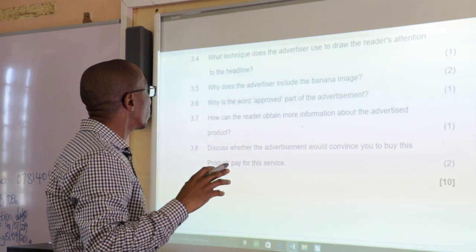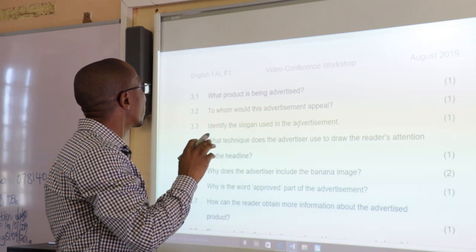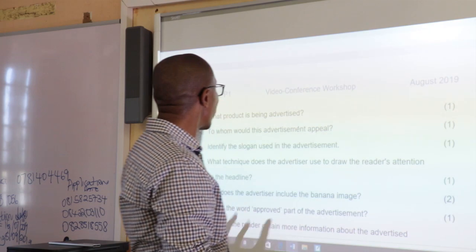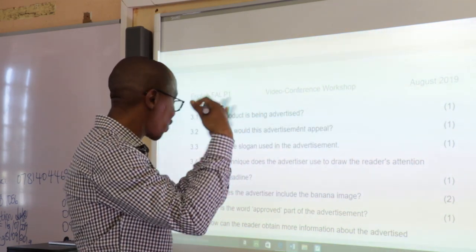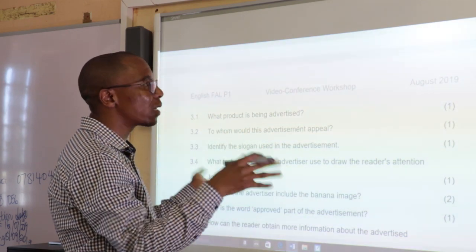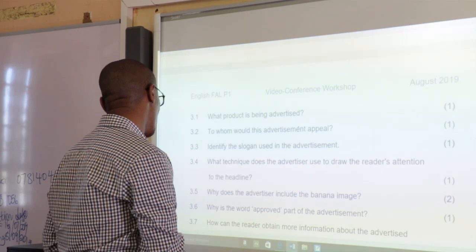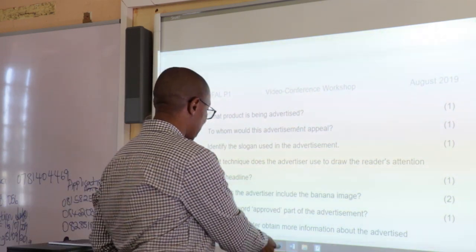So you can just take any of these advertisements or any advert from the newspaper, from the magazine, from Google, and then you create your own questions. You can even give them adverts, just adverts on their own, and say, you know what, create your own questions and do your memorandum. All right, so I hope that was clear.